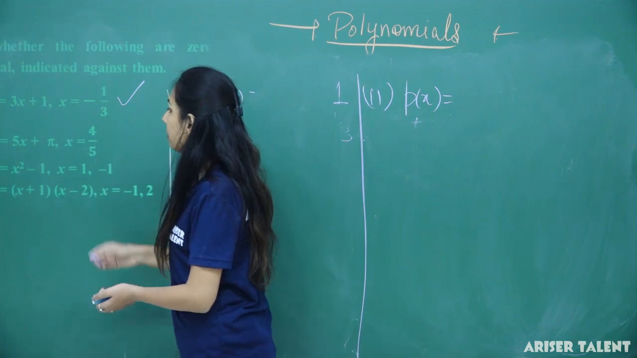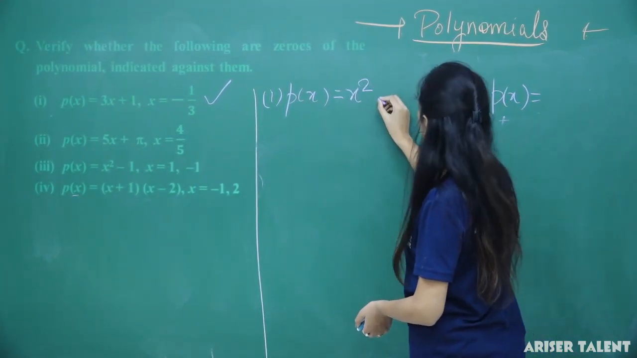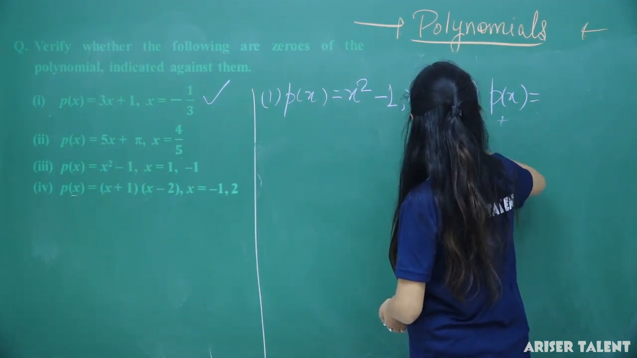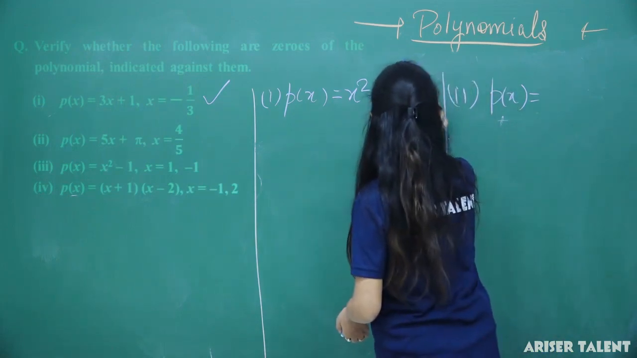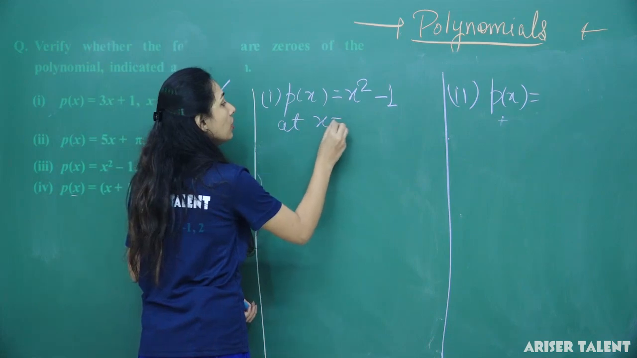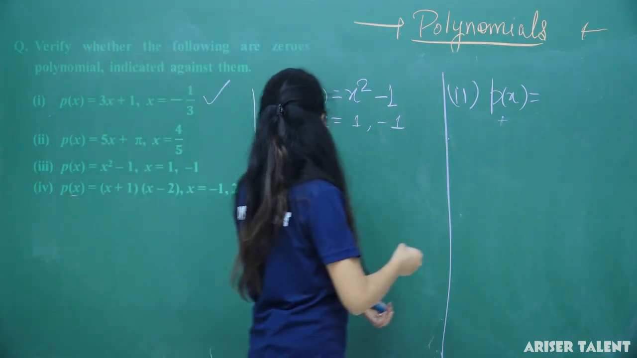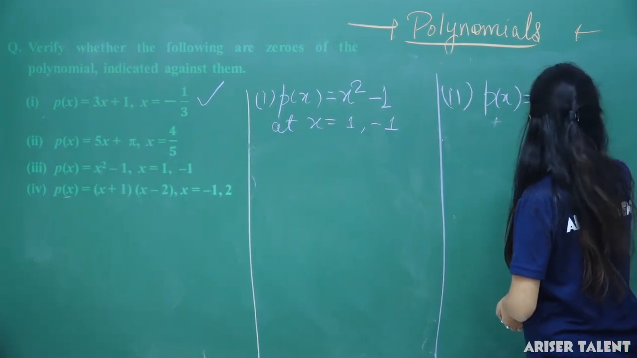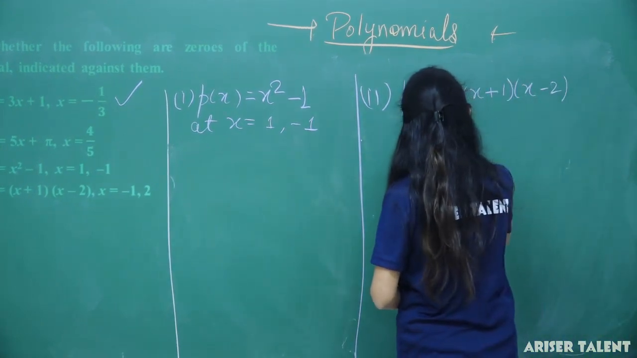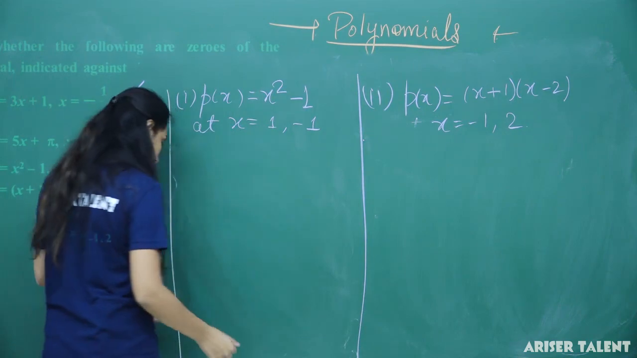Now we have this third question. x squared minus 1 at x equals 1 and minus 1. And the last question is p(x) equals (x plus 1)(x minus 2) at x equals minus 1 and 2. Okay, one by one I am taking the question.